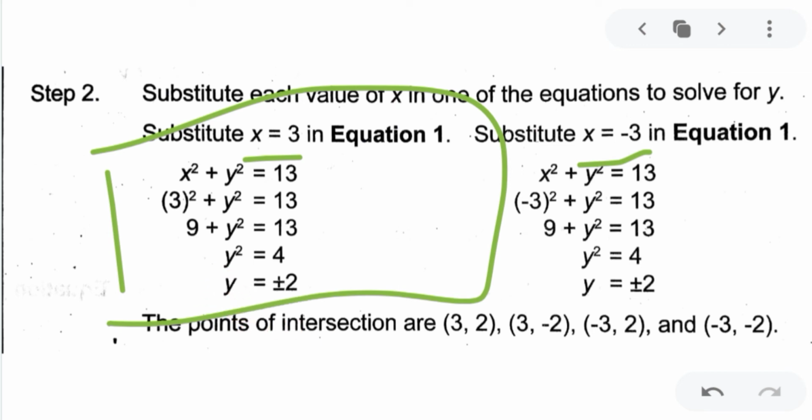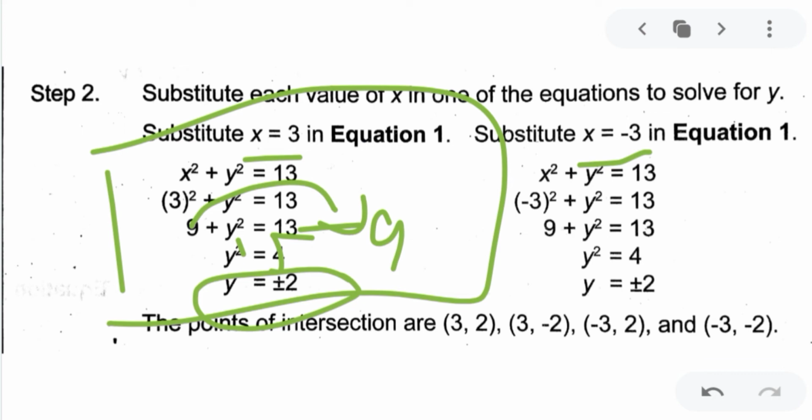Then transpose this to the right side. So that will be y squared equals 13 minus 9, that is y squared equals 4. Then eliminate the degree by taking the square root of 4. You will have y equals plus or minus 2.